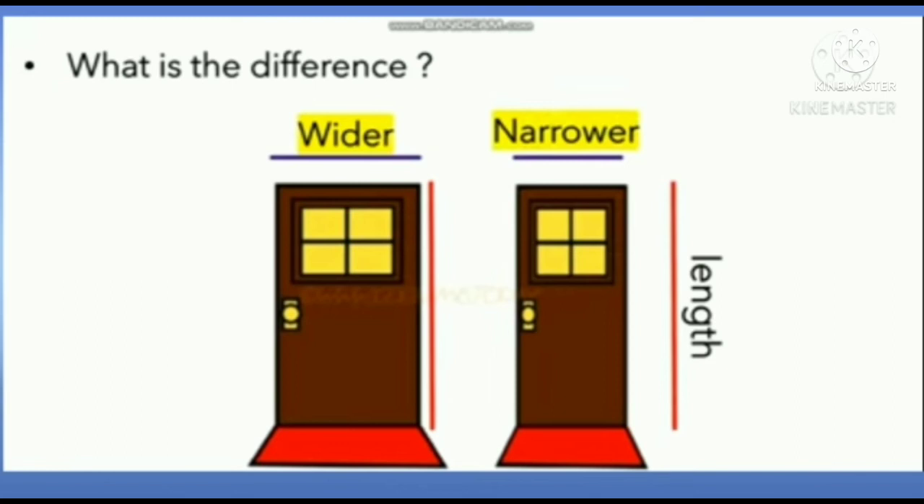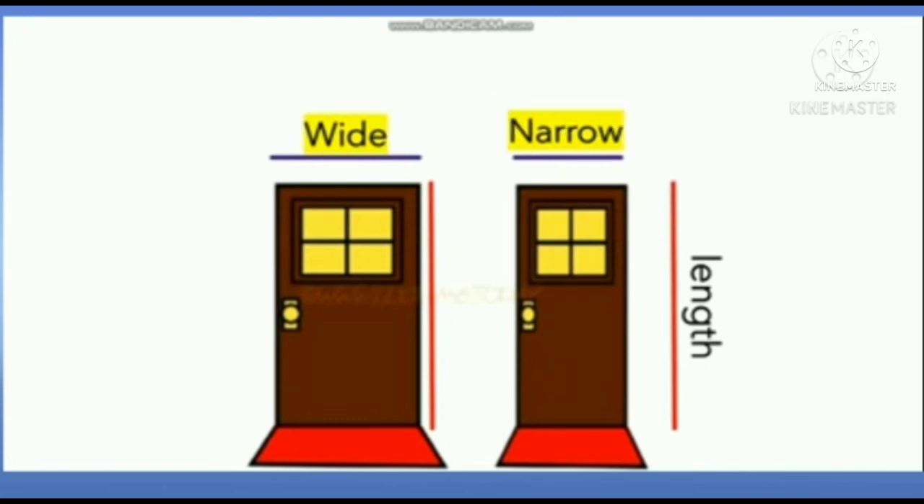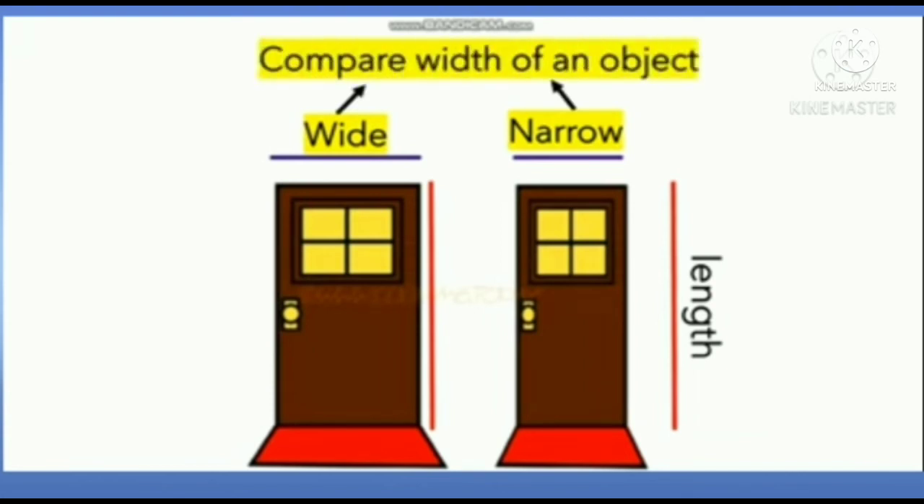Now students, do you understand wider and narrow? Now wider means wide and narrow means narrow. What do they tell us? Yes, they tell us to compare two objects by width. We can say we compare the width of an object.